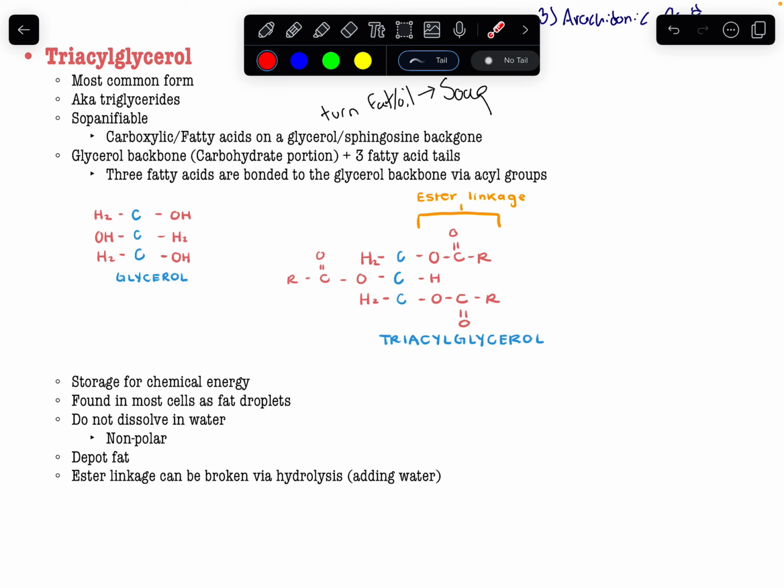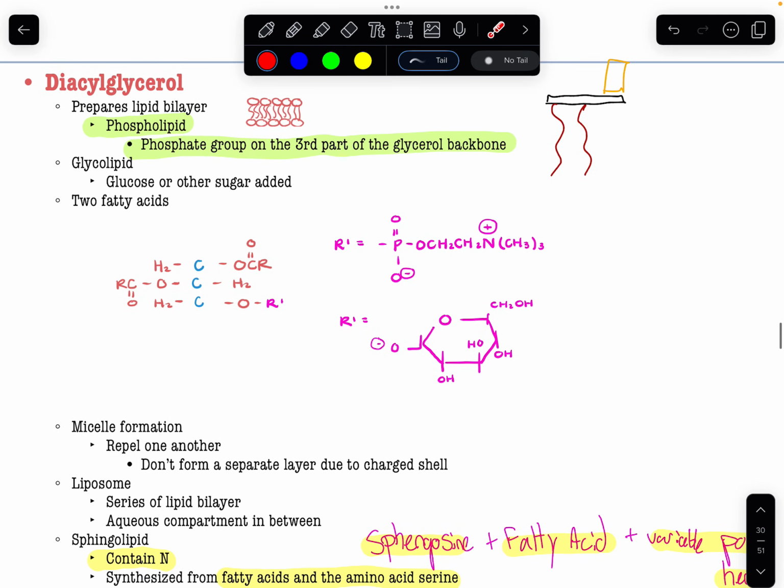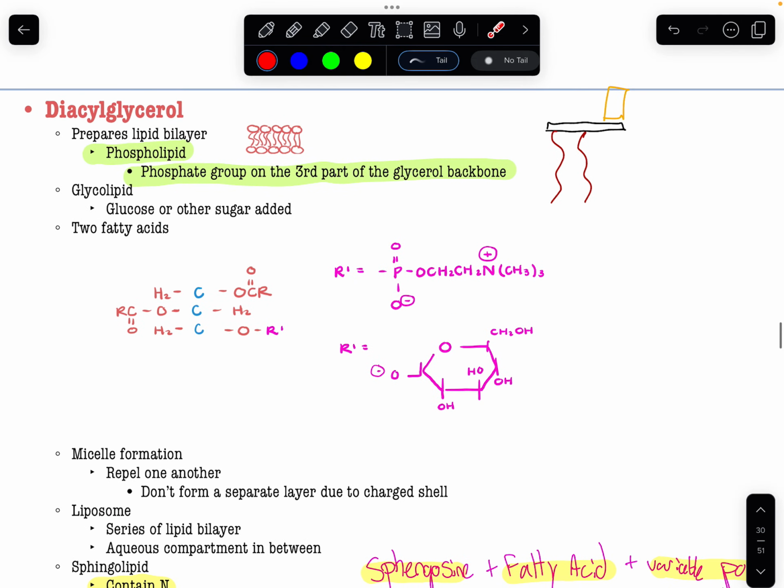Secondly, you guys probably know what adipose tissue is, which is fat cells. Triglycerols are found most commonly in fat cells. Since we covered that, we're going to move down to diglycerols. Diglycerols are a little bit different. As you can tell, with the triglycerols we had 3 fatty acids. Now with the diglycerols, we only have 2 fatty acids, and they're all still bound to a glycerol backbone right here.